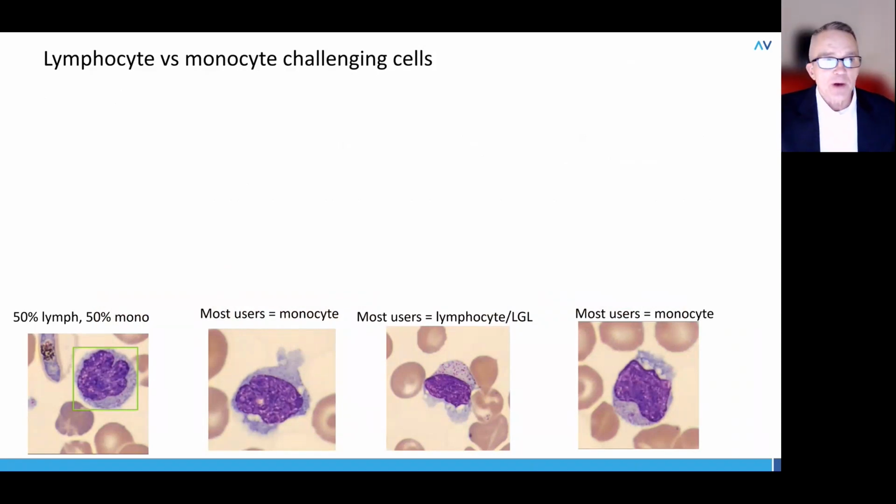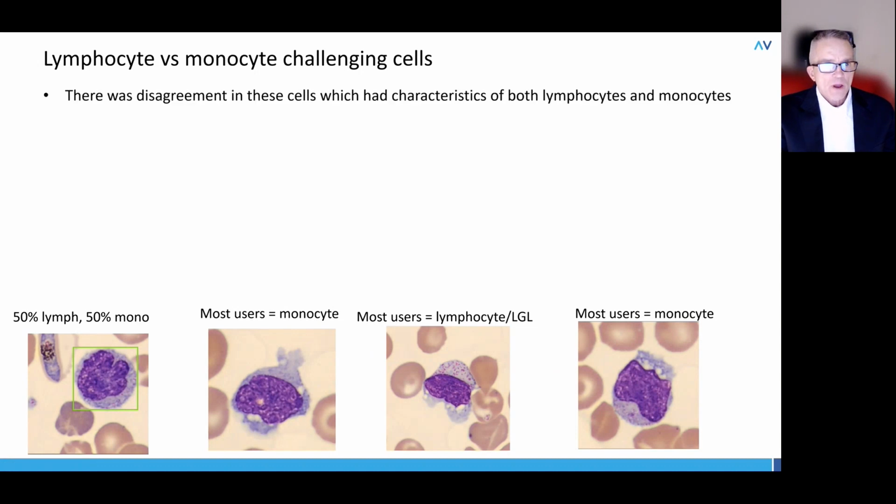And it's been about the few cells that were present where it was a little difficult to differentiate between, you know, are they monocytes or are they lymphocytes? And here are four of them. There were others, but here are four I wanted to point out. So there was a disagreement, like I said, but the cells had characteristics of both. So it's quite understandable why they might be misclassified or questionable.